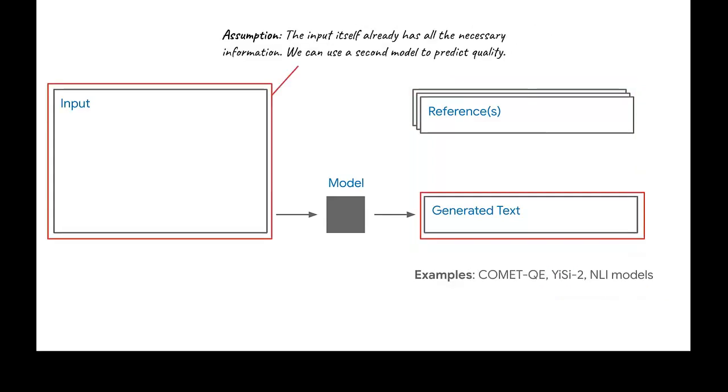Another approach we can take is that we assume that the input itself already has all the necessary information, and we don't actually need the references. And as long as we have some corpus that we can train a model on to predict quality, we can then use that second model as a metric.